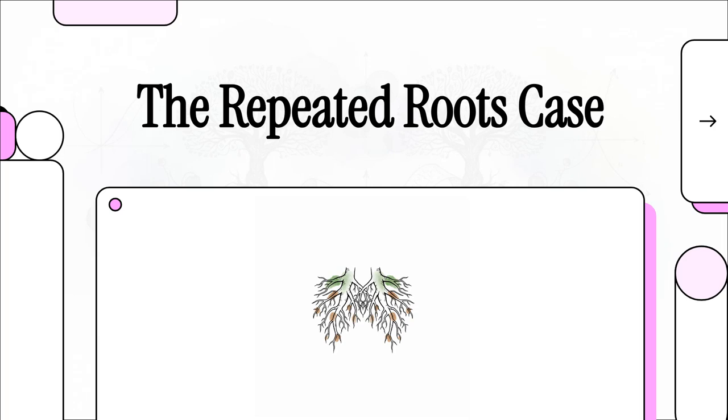All right, so you're solving a second-order differential equation. You're expecting two distinct solutions, right? But what happens when the math only spits out one? This is the classic repeated roots problem, and today we're going to crack it wide open.